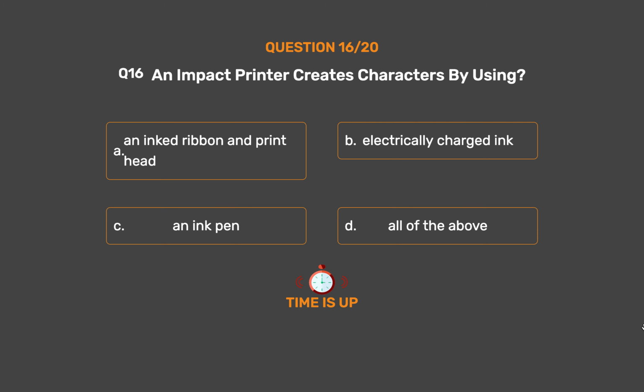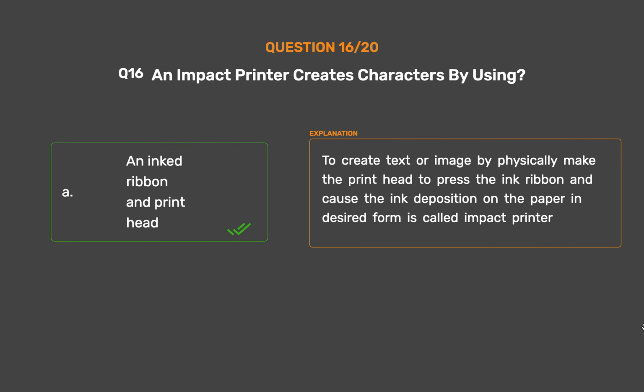The correct answer is option A. An ink ribbon and print head. To create text or image by physically making the print head press the ink ribbon and cause the ink deposition on the paper in desired form is called impact printer.